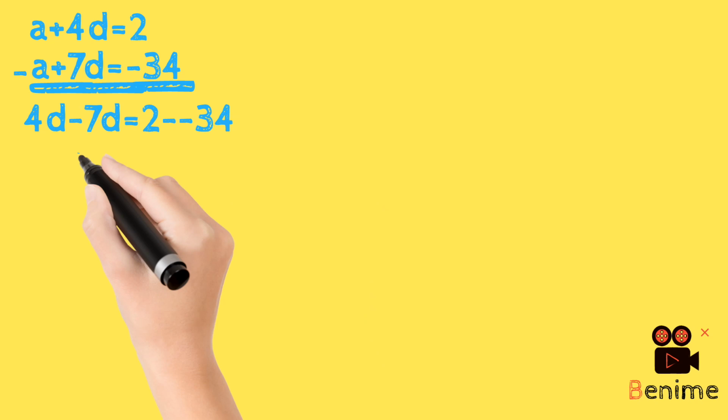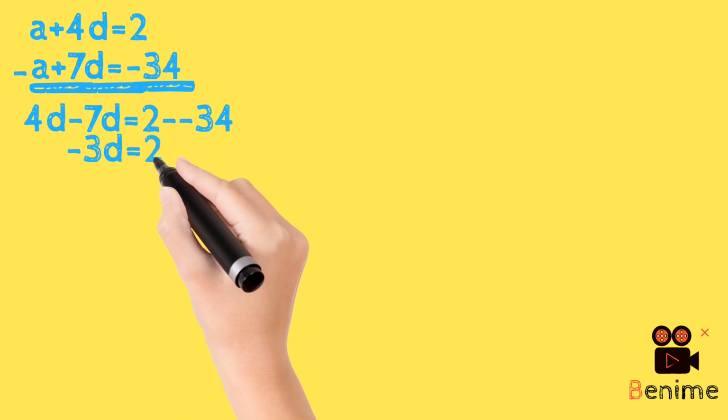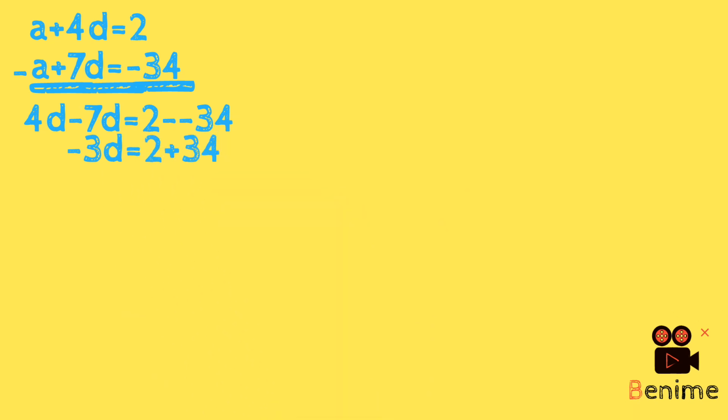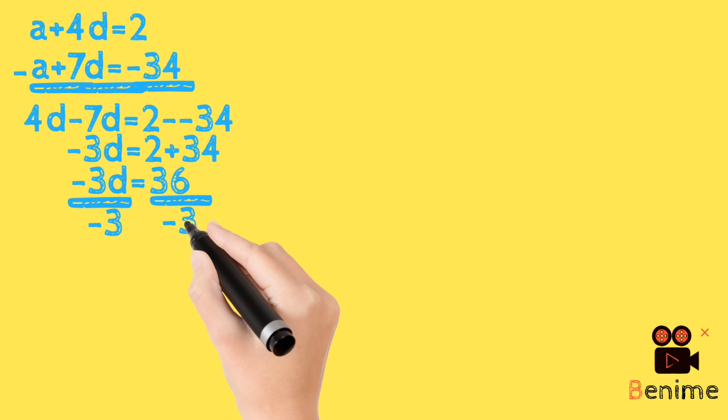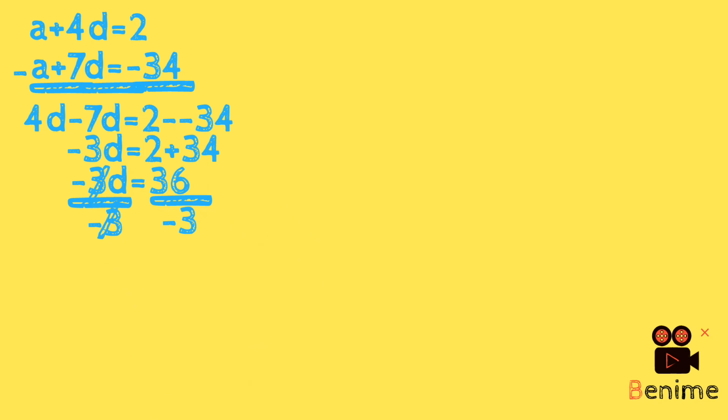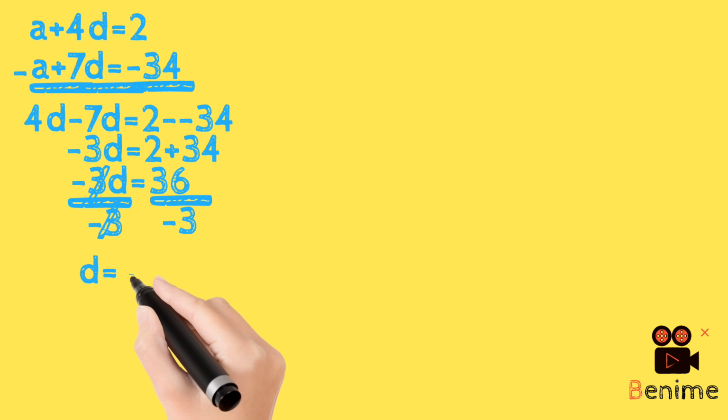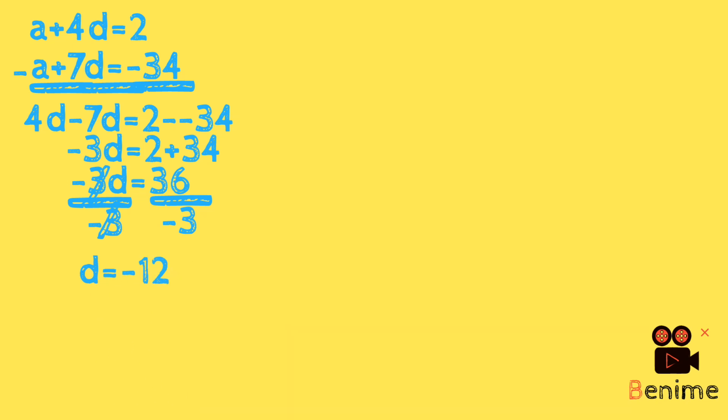So on the left hand side, 4d minus 7d is minus 3d, which will give you 2 plus 34. Now minus 3d is equal to 36, since 2 plus 34 is 36. Now divide both sides by minus 3, so I can get only d. So d will be equal to minus 12, because 36 divided by minus 3 is minus 12. We have gotten our d.